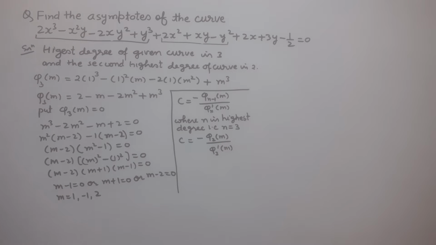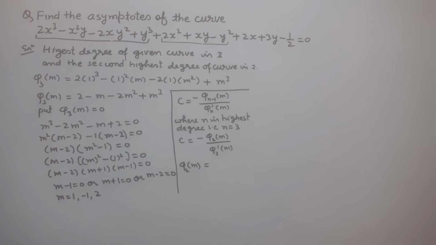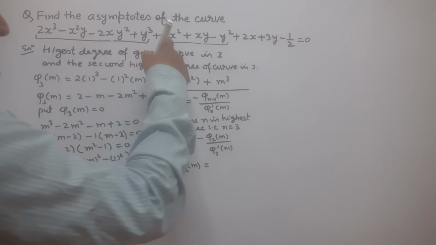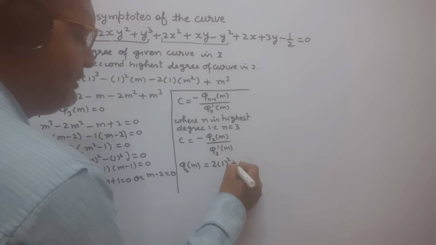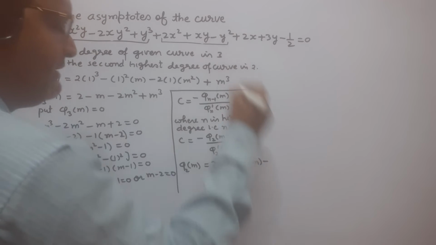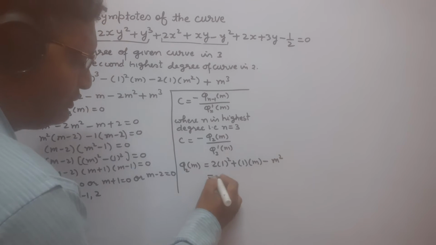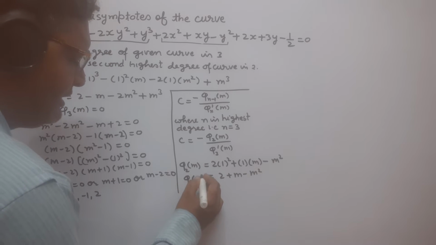Now we find phi 2m, and we know that phi 2m can be obtained by putting x equal to 1 and y equal to m in all the second degree terms. So in place of x we put 1, and in place of y we put m. So this is 2 plus m minus m square. So this is phi 2m.